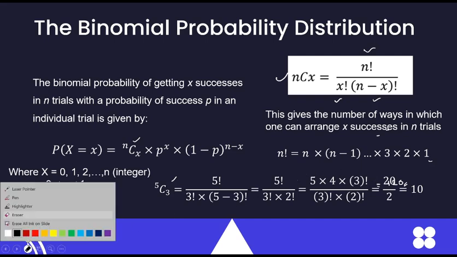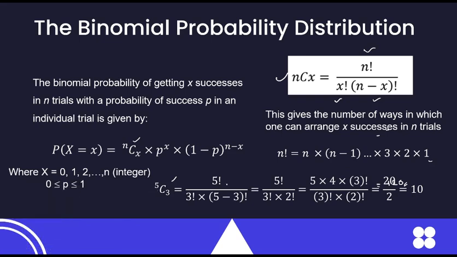Now you see, we have the formula: 5C3 is 5 factorial divided by 3 factorial into (5 minus 3) factorial. It is nCx equal to n factorial divided by x factorial into (n minus x) factorial. Same formula I am using, with n equal to 5 and x equal to 3. This is 5 factorial divided by 3 factorial into 2 factorial. So 5 into 4 into 3 factorial divided by 3 factorial into 2 factorial. The 3 factorial gets cancelled, and then we have 5 into 4, 20. 20 divided by 2 equals 10. This is called a combination.